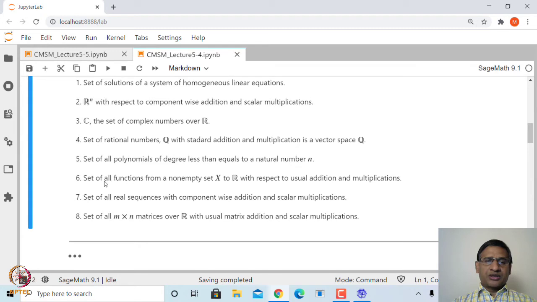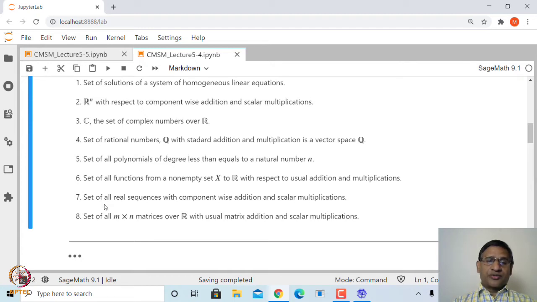Similarly, the set of all functions from a non-empty set to R is a vector space over R. If you have f and g, two functions, then f plus g at any x is defined as f(x) plus g(x). Alpha times f at any x is defined as alpha times f(x). So with respect to this addition and scalar multiplication, the set of all functions from X to R is a vector space over R. In fact, this is a class of vector spaces; many vector spaces arise in this way.